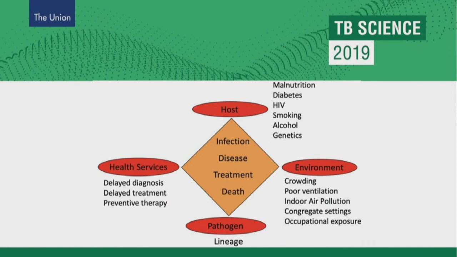So what we wanted to do was ask the question, are there pathogen-specific determinants of TB infection, given that someone has been exposed to TB, and are there pathogen-specific determinants of disease progression, given that someone has been infected?